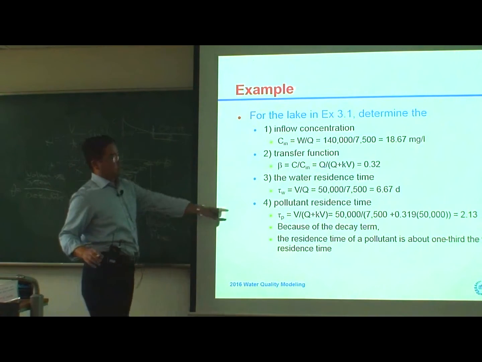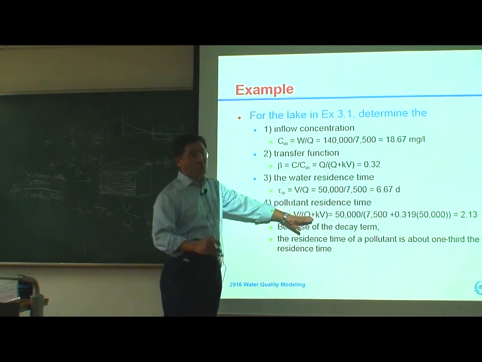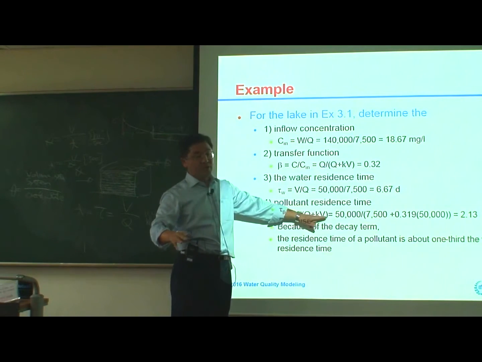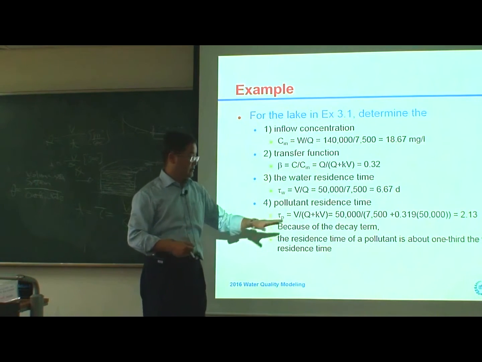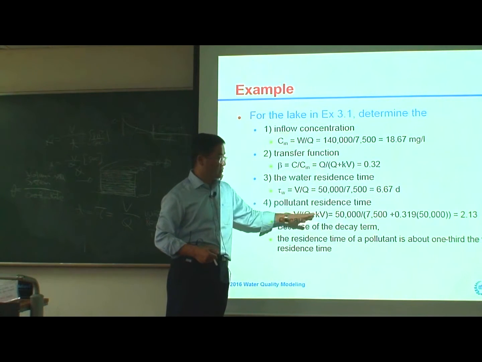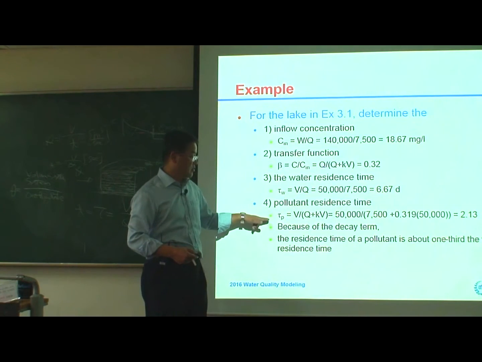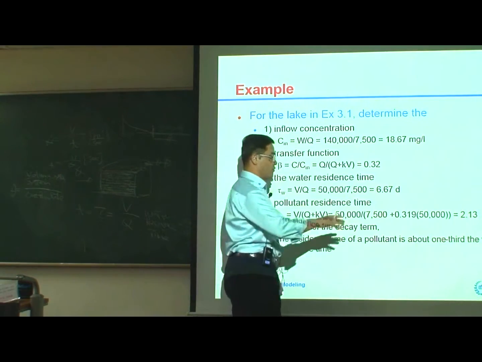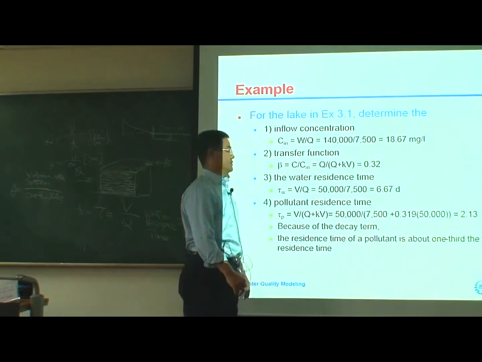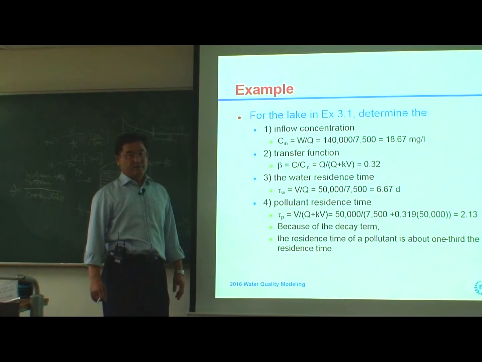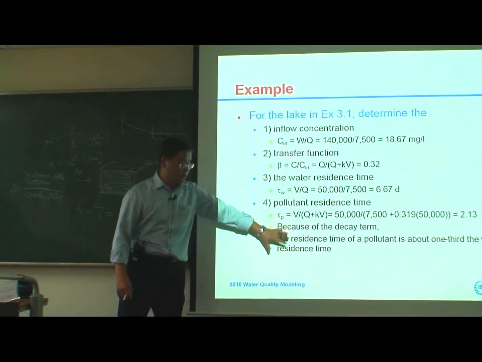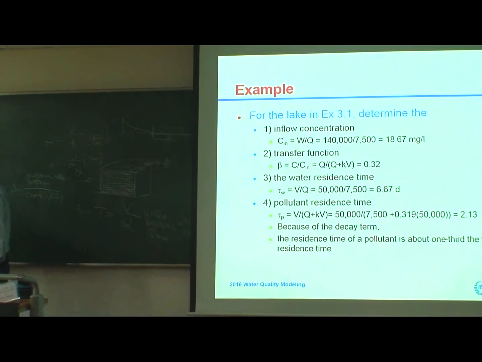We know Q is the outflow and KV is the output somehow due to reaction in this case. And if you know this outflow, then this is going to be your residence time for your pollutant. So go back to your textbook and find it. I don't think I have enough time to cover that.